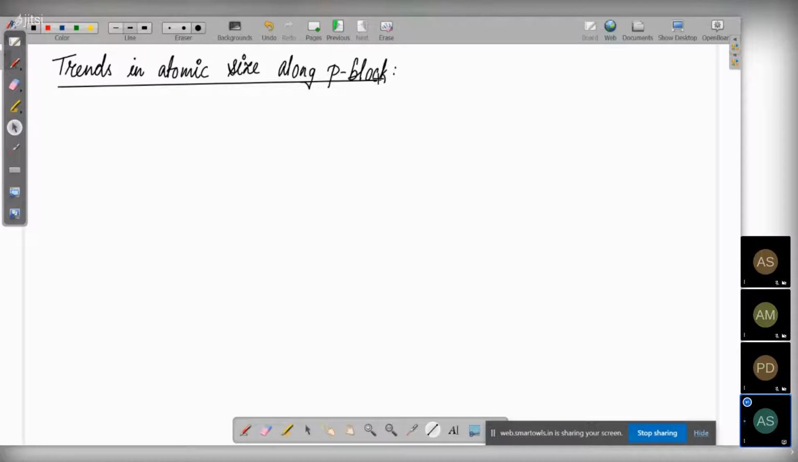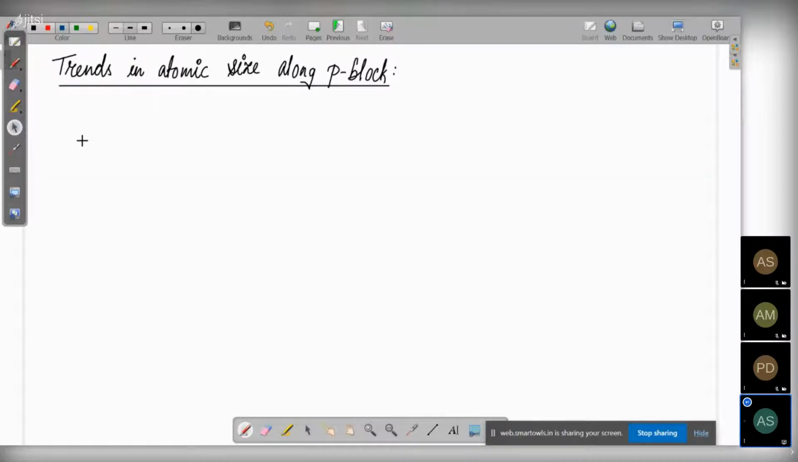Now we have also seen in the last class that atomic size increases down the group. So if we go down the group, from top to bottom, what will happen? We will see that the atomic size should gradually increase. Now let us see what happens for the p block elements.